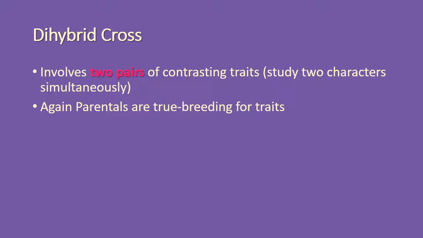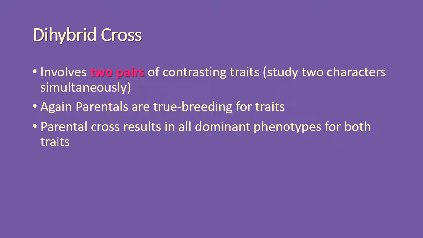Again, the parentals are all going to be true breeding for each individual trait, so he's going to have plants that have smooth seeds versus plants that have wrinkled seeds, and plants that have green peas versus plants that have yellow peas, and they're going to be true breeding for each trait. Now, when he did the parental cross, you end up with an F1 generation that is uniform, all the plants look the same, and they're all carrying those dominant phenotypes.